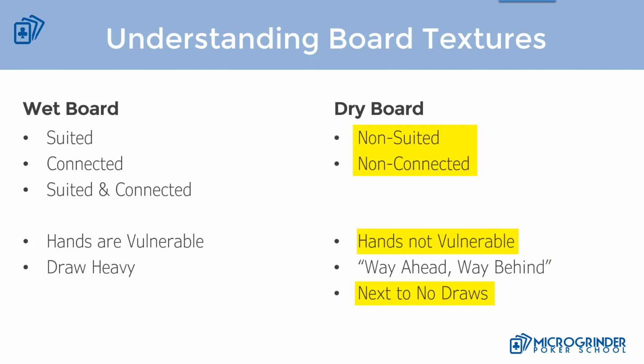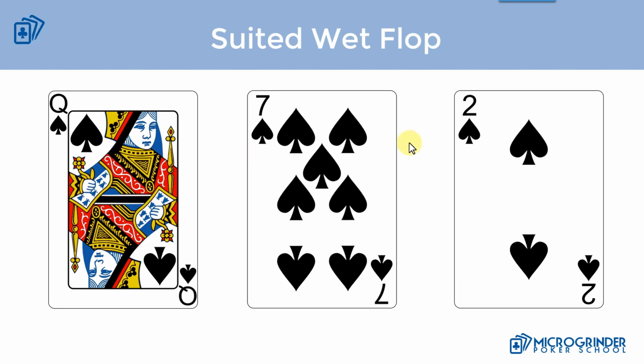So let's go ahead and take a look at some example hands. Here's an example of a suited wet flop where it's all spades: queen, seven, and deuce of spades. So why is this considered wet? Well, because it's suited with three spades on the board. Let's say that we have a hand that's only top pair. Maybe it's queen jack, king queen, or ace queen. So we have top pair with either a jack, a king, or an ace kicker.